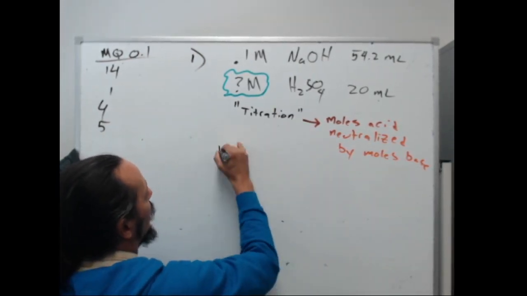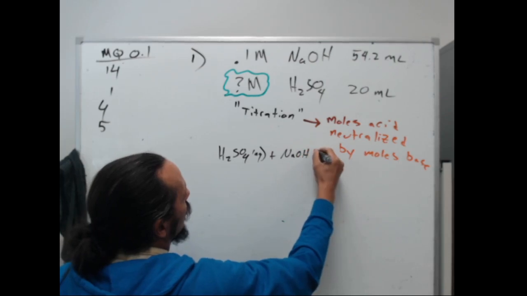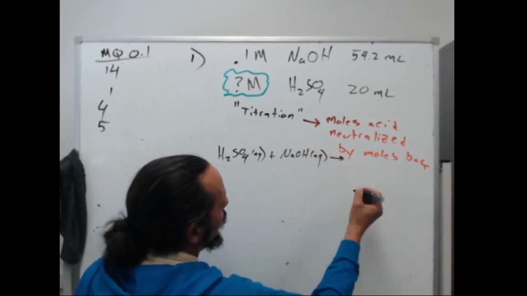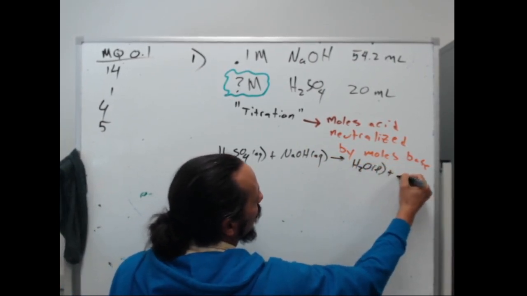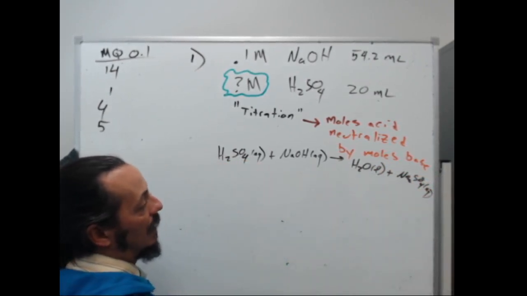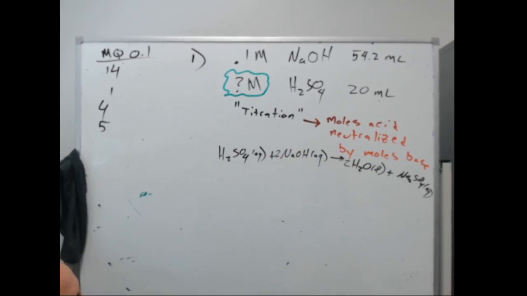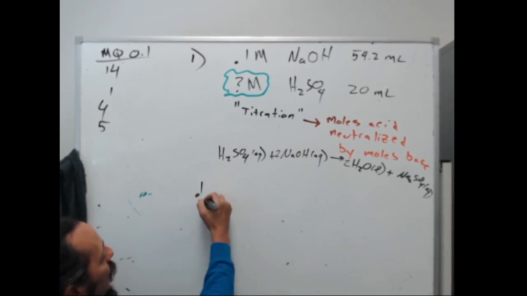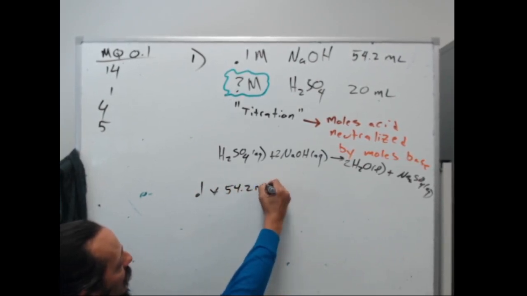H2SO4 aqueous plus NaOH aqueous. I'm going to go sideways because I didn't give myself space. Goes to H2O liquid plus Na2SO4 aqueous. I need to balance the chemical reaction to 2. So I've got a 2-to-1 mole ratio. Now, I know the concentration and volume of base, so I can do 0.1 times 54.2 milliliters.